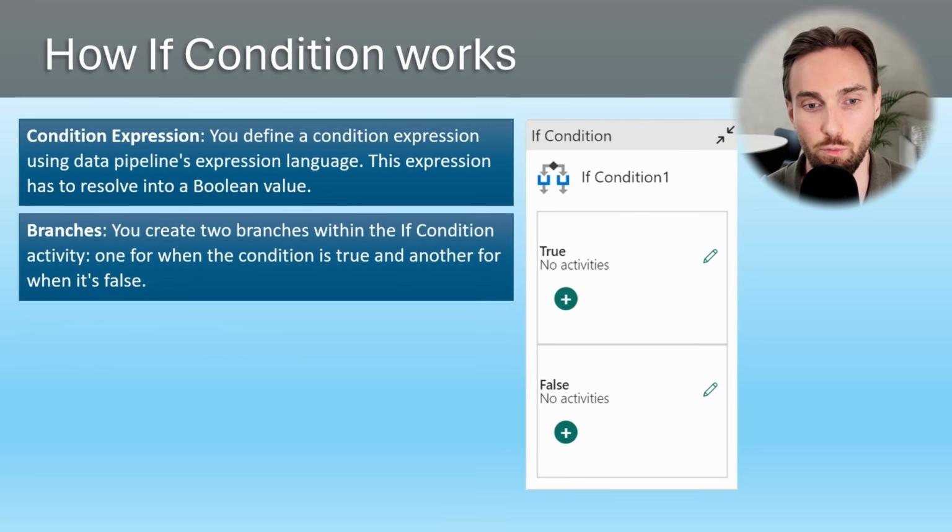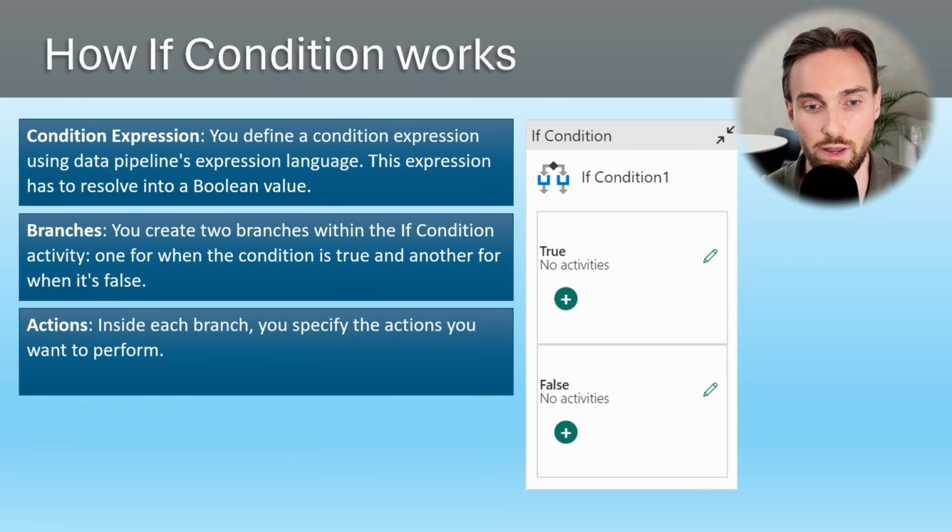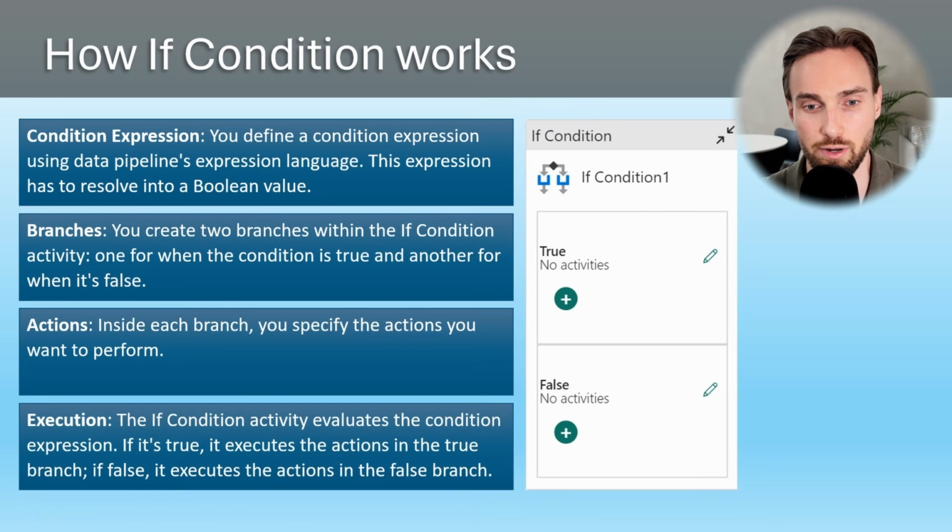Next, we have the two branches in our if condition. There is one branch for the true value and one branch for the false value. Based on our expression that resolves to true or false, the data pipeline will decide which branch to use. Inside of those branches, we can then add actions/activities that we want to perform. When our if condition executes, first our expression is evaluated whether it is true or false. If it's true, then our if condition will execute all the activities in the true branch, and if it's false, then it will execute activities in the false branch.